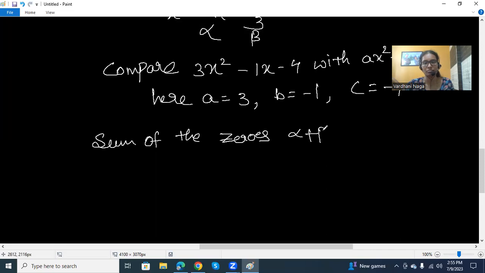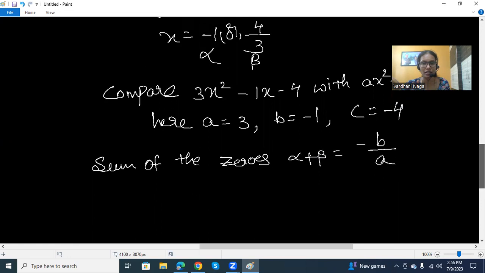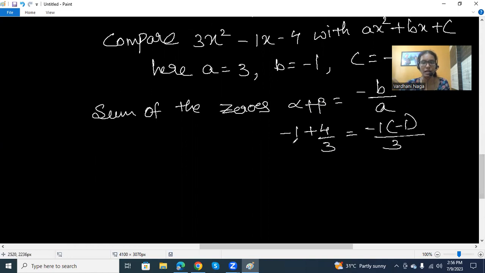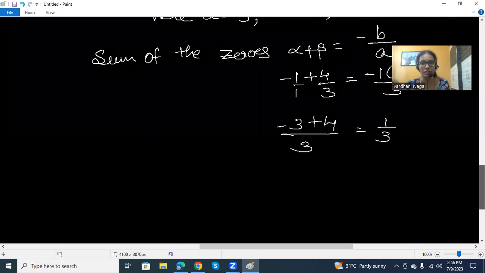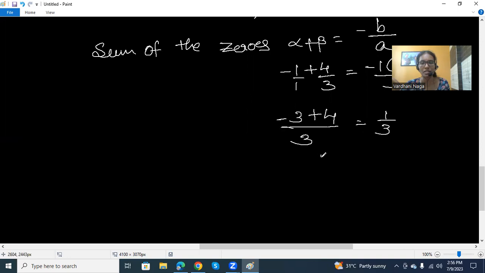Alpha plus beta is equal to minus b by a. Alpha and beta values are -1 plus 4 by 3. Minus b by a: minus into -1, the b value; the a value is 3. So unlike fractions, take LCM 3. This goes 3 times. 3 ones are 3, plus 4, is equal to minus into minus plus 1 by 3. So 4 minus 3 gives 1 by 3. 1 by 3 is equal to 1 by 3.